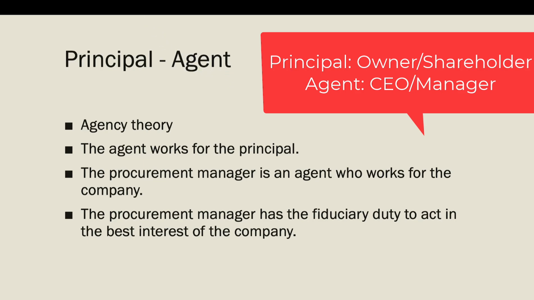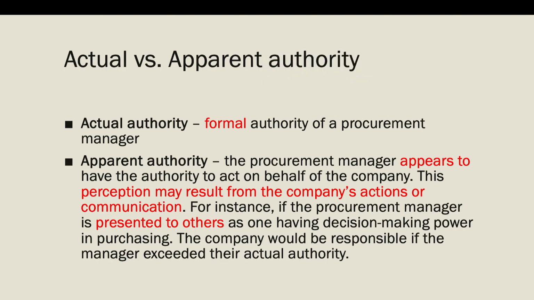The fiduciary responsibility of the agent is to act in the best interest of the organization. In case of supply management, the procurement manager is an agent who works for the company. The framework that we will use for this purpose is called actual versus apparent authority. Actual authority is the formal authority bestowed upon the agent by the organization. And then there is another term that's called apparent authority. Apparent authority is the type of authority that appears to be.